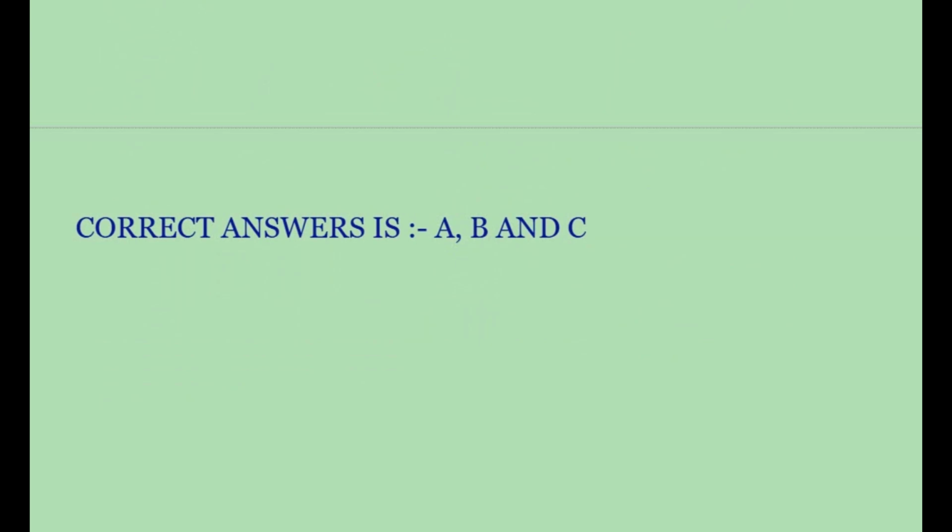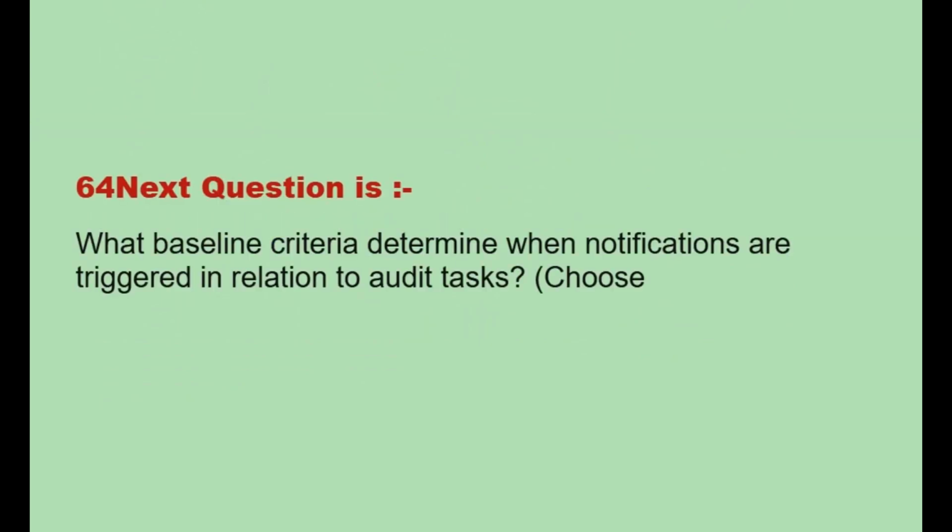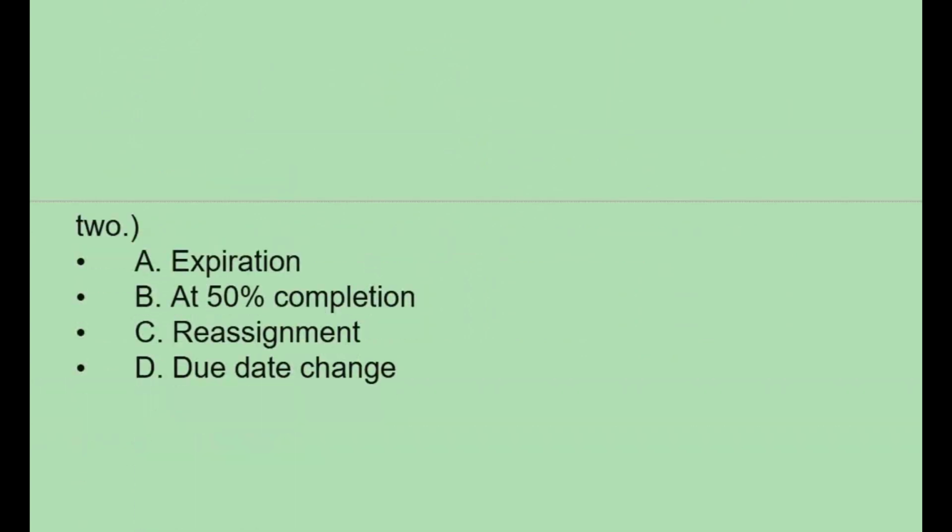Correct answer is option A, B and option C. Question is, what baseline criteria determine when notifications are triggered in relation to audit tasks? Choose two options. Option A, expiration. Option B, at 50% completion. Option C, reassignment. Option D, due date change.